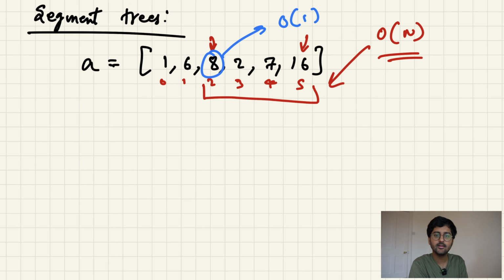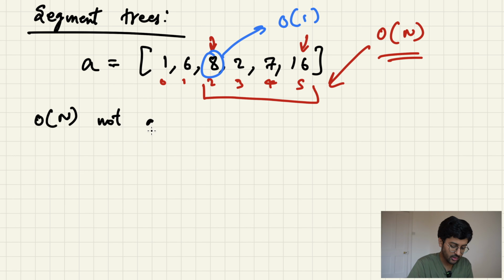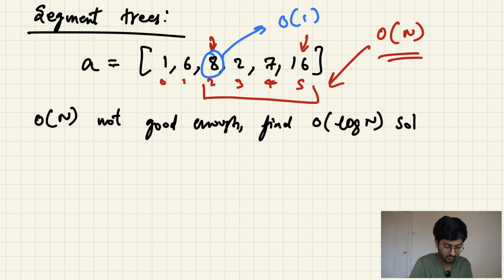Right. That's the problem. The problem is that O of n is not good enough for us. So we need to solve this question better than O of n, something like O of log n. O of n is not good enough. Find an O of log n solution. And that solution is segment tree.